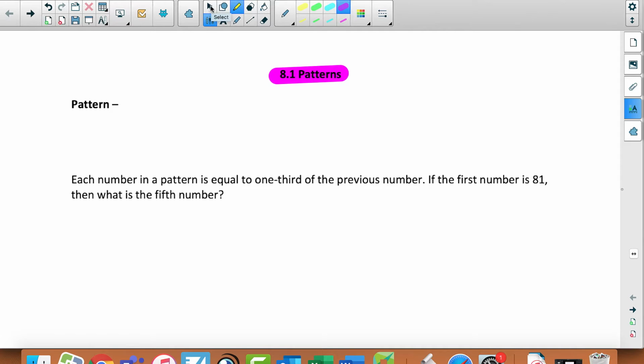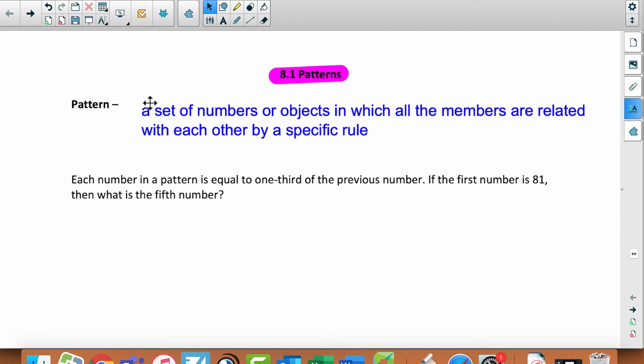So, what's a pattern? Well, you know what a pattern is. But it's kind of a hard thing to define, isn't it? So, here's one definition. It's a set of numbers or objects in which all the members are related to each other by a specific rule. So for example, let's start with the objects idea. Let's say I had a heart, followed by a star, followed by a heart, followed by a star. It doesn't take long until you can see the pattern, right? Going to be another heart after that, etc. The rule is that the hearts and the stars alternate.